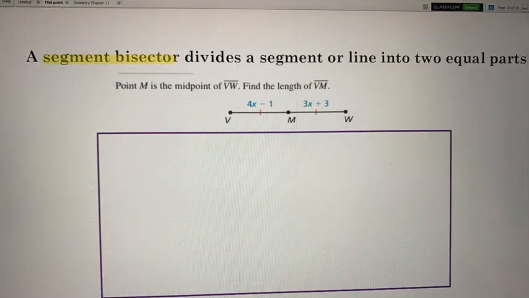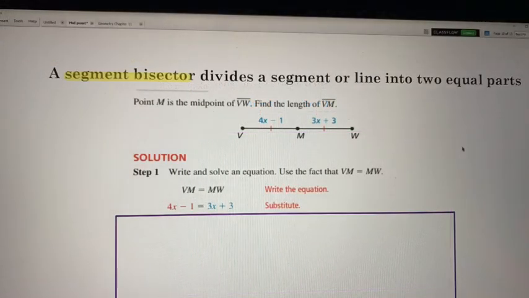Okay, so I know that midpoint divides something into 2 parts, the segment or whatever, the distance. A segment bisector also divides a segment or a line into 2 equal parts. So we see this line, point M is the midpoint of VW. So we need to find the length of just VM. So I know that VM is 4x minus 1 and MW is 3x plus 3. So I can set them equal to one another.